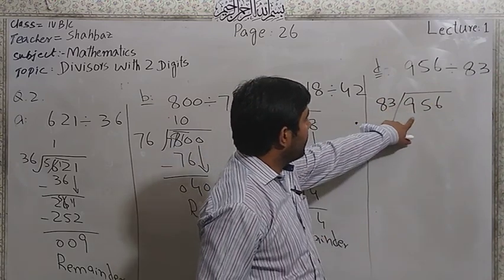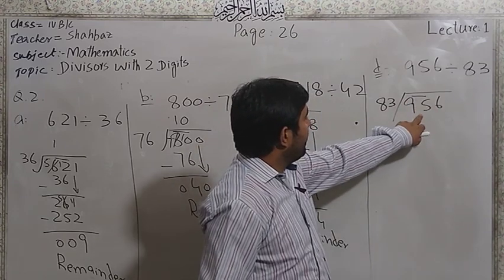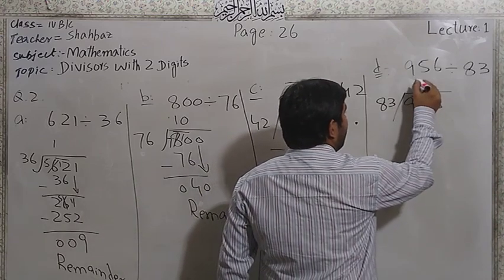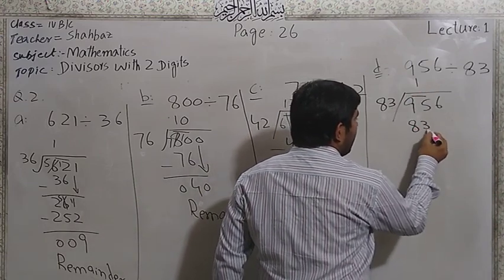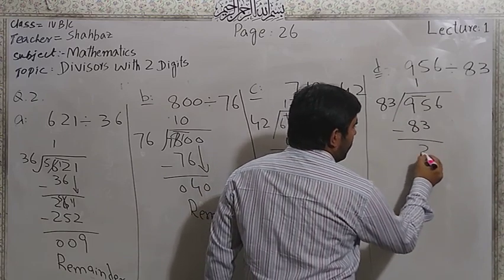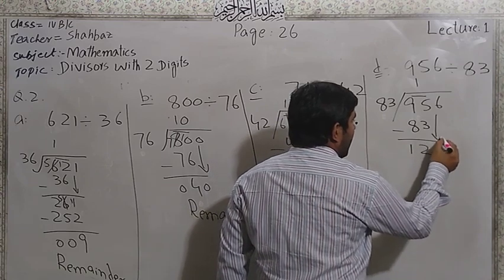This 83 is 9, so we will combine. 95 is very near to 83. You will say 1 times 83 is 83, and you have to subtract this. 5 minus 3 will be 2, 9 minus 8 will be 1, this 6 will come here.